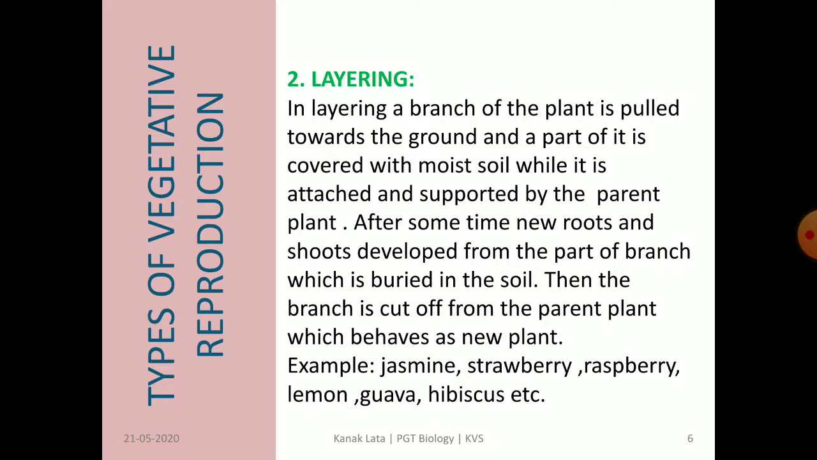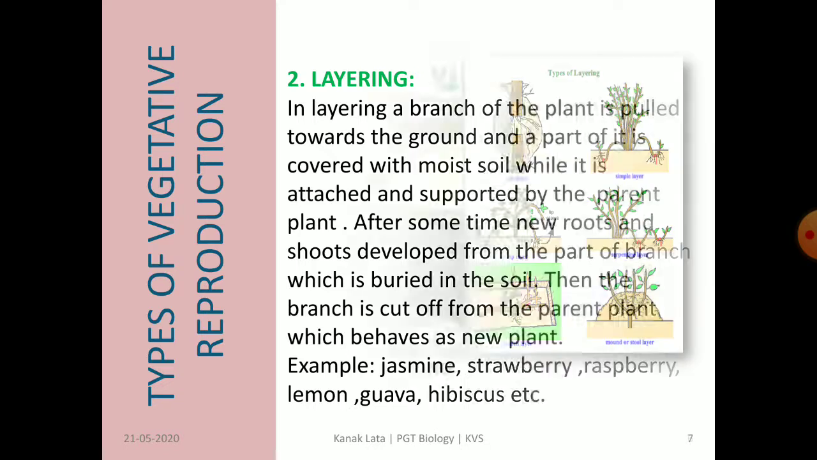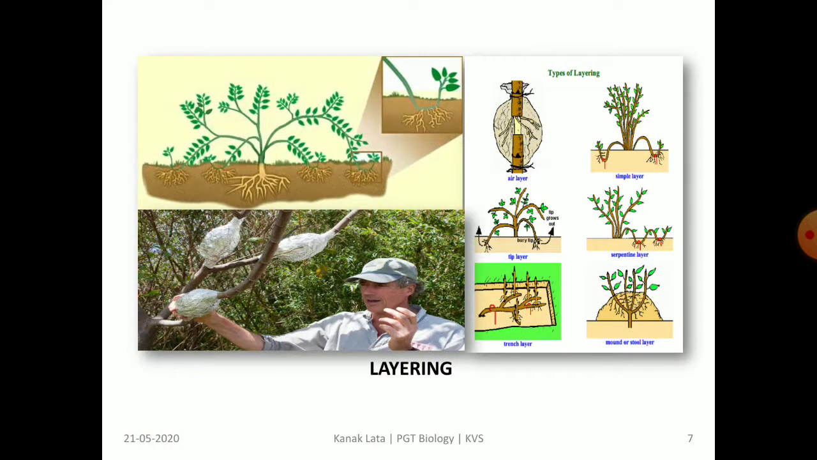It can be easily done by you at home also, if you have plants like jasmine, strawberry, raspberry, lemon, guava, hibiscus, etc. See here the process of layering. Layering is of different types: air layering, simple layering, tip layering, serpentine layering, trench layering and mound or stool layering.